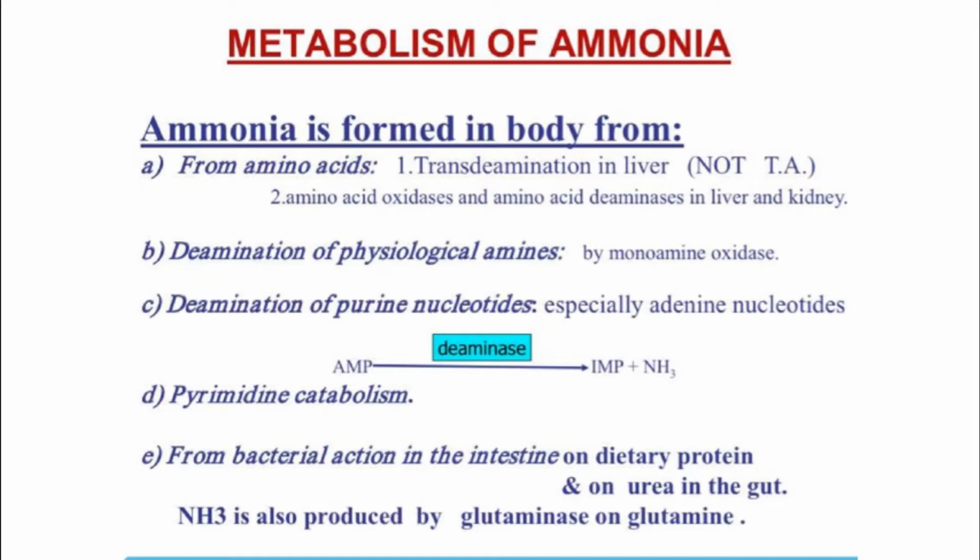pyrimidine nucleotides. Also, some bacteria play roles in the production of ammonia, especially in the intestine, on the urea. So in our GI tract, these bacteria may cause ammonia production. Ammonia is also produced by glutaminase acting on glutamine. So these are basically our sources of ammonia.